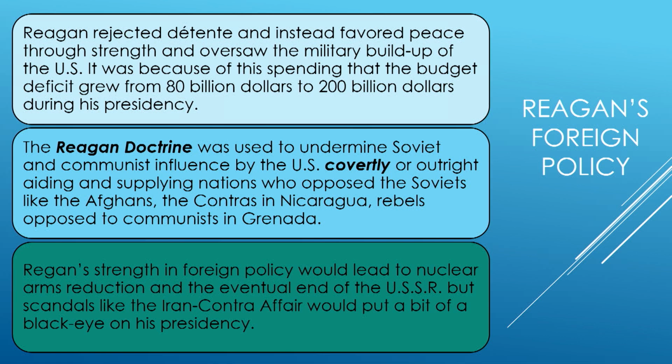Reagan rejected détente that Nixon had created and instead favored peace through strength and oversaw the military buildup of the United States. It was because of this spending that the budget deficit grew from $80 billion to $200 billion during his presidency. The Reagan Doctrine was used to undermine Soviet and communist influence by the United States covertly or outright aiding and supplying nations around the world who opposed the Soviets, like the Afghans in Afghanistan, the Contras in Nicaragua, the rebels who were opposed to the communists in Grenada.